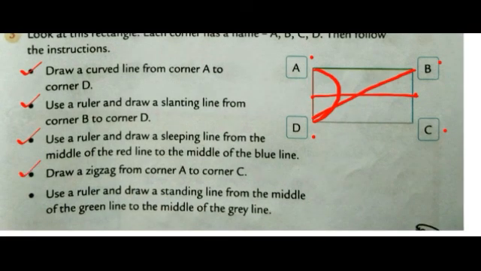Okay. Now see the fourth point. Draw a zigzag from corner A to corner C. We have to draw a zigzag. This is the zigzag from A to C.